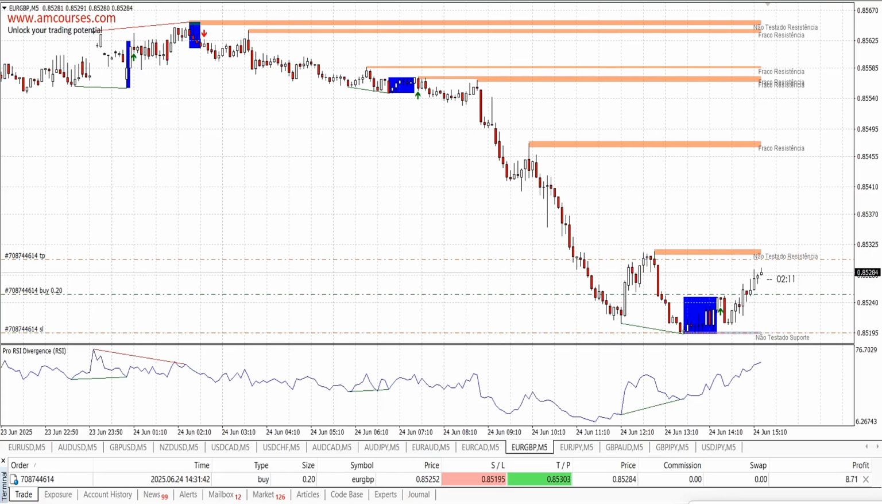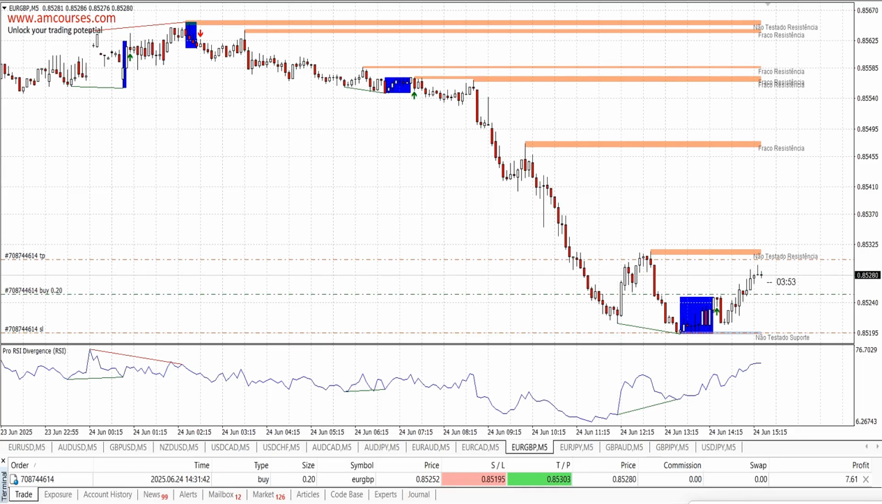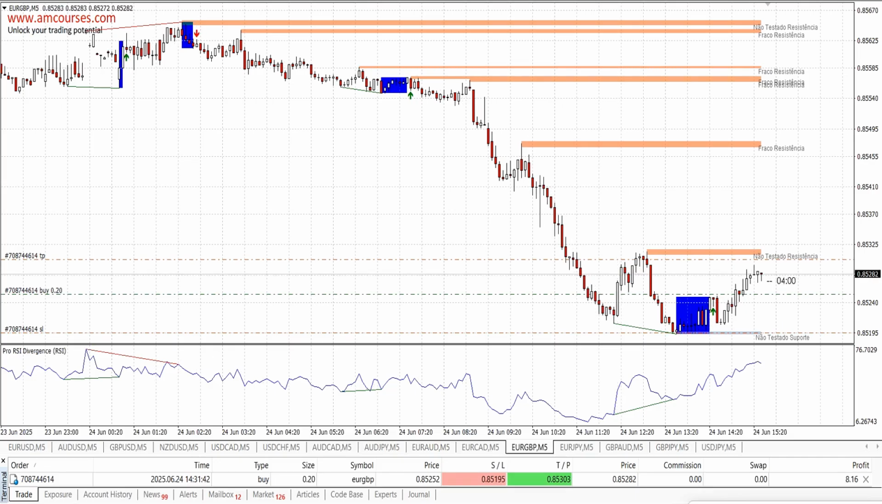I entered a buy trade. Stop loss. Placed just below the support zone, keeping my risk controlled. Take profit. Targeted the next resistance zone above, as marked on the chart. The trade started moving in our favor shortly after the entry, a perfect example of how this strategy works in real time.